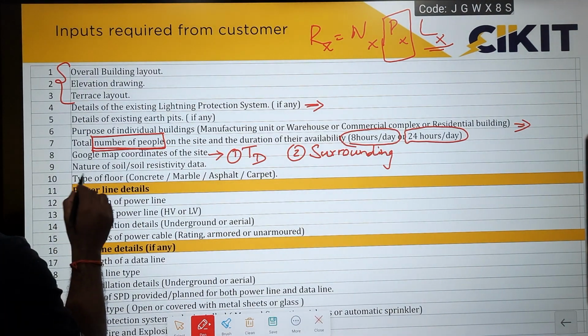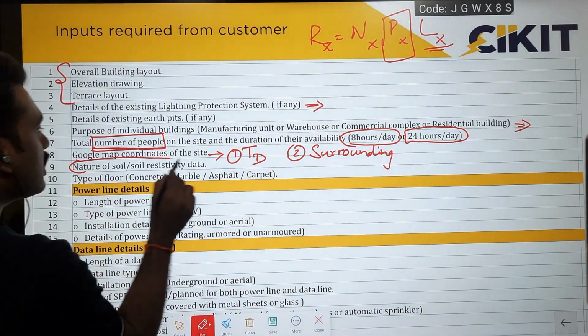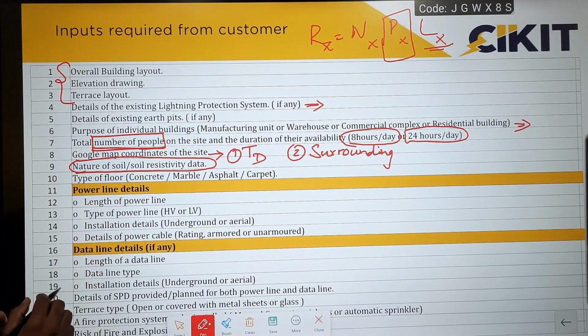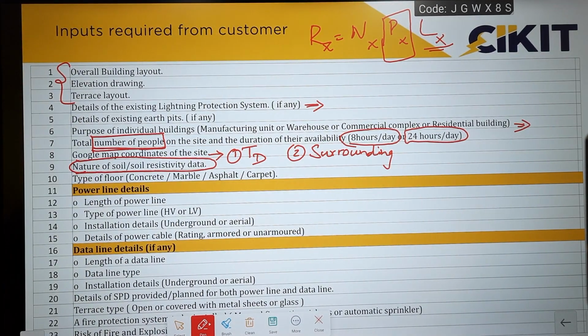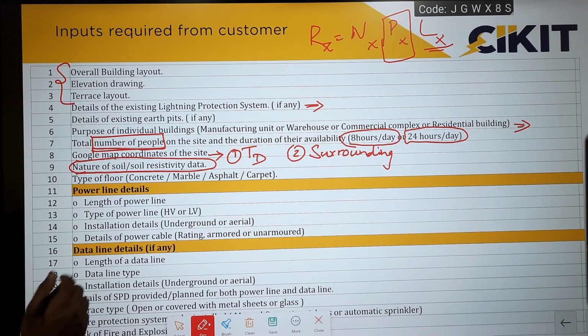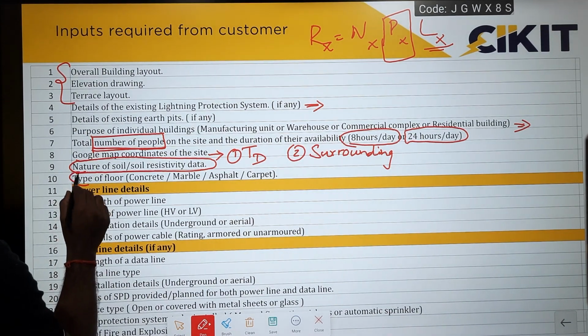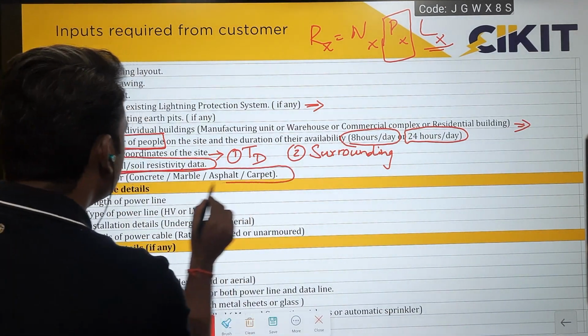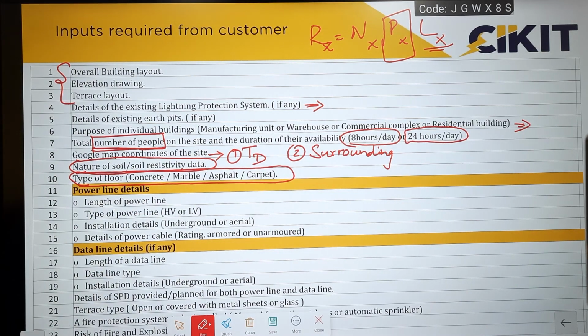And nature of soil and soil resistivity, this we are considering because of the ground potential. So for the ground potential, the soil resistivity plays a huge role. So this type of floor is also an important parameter in the loss. So further on we are getting those details.